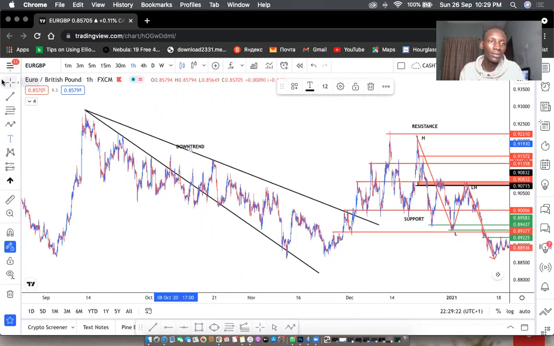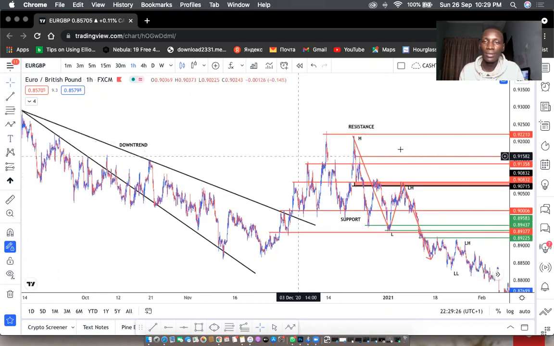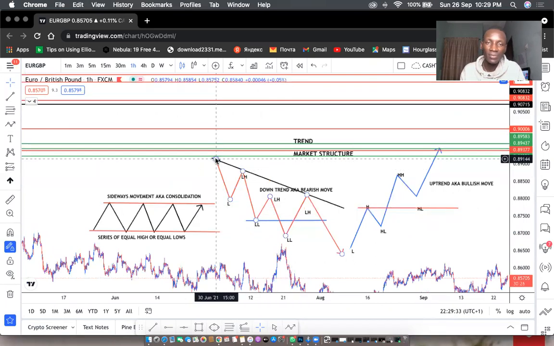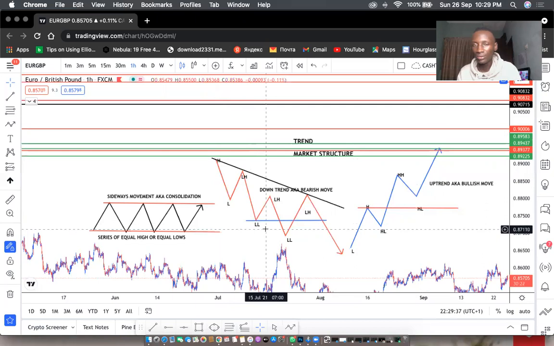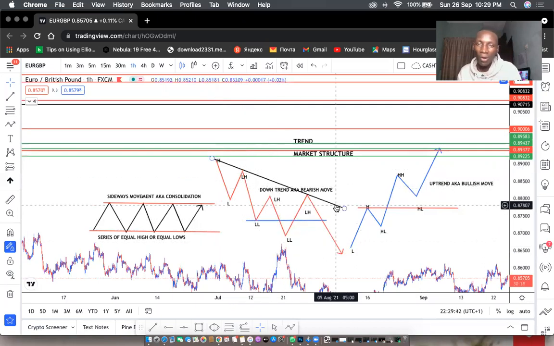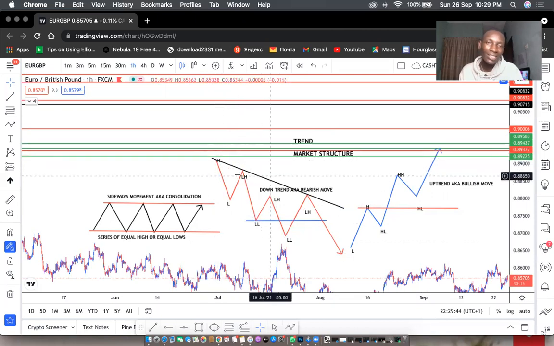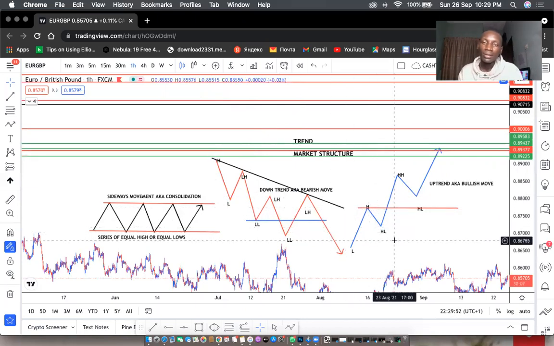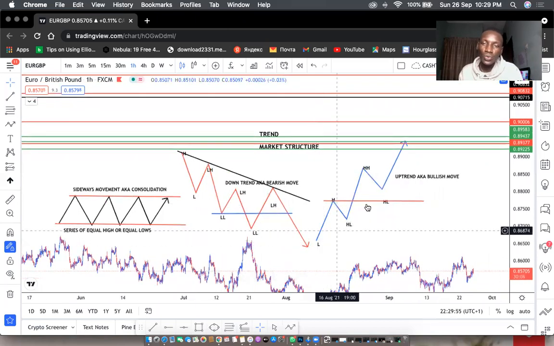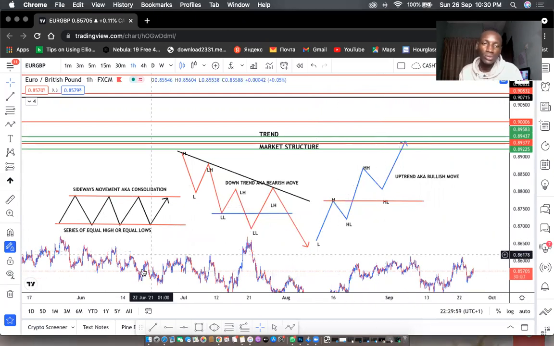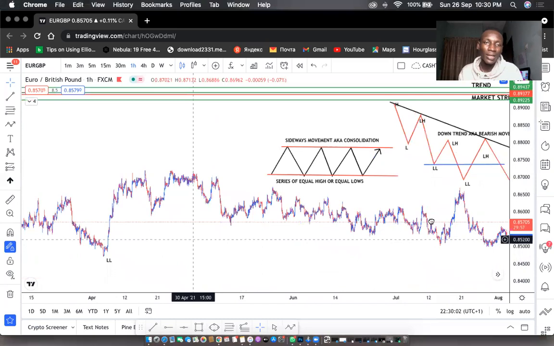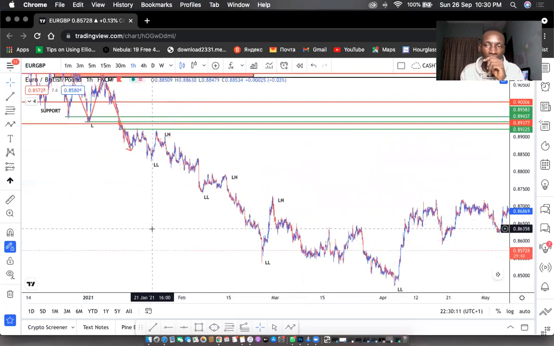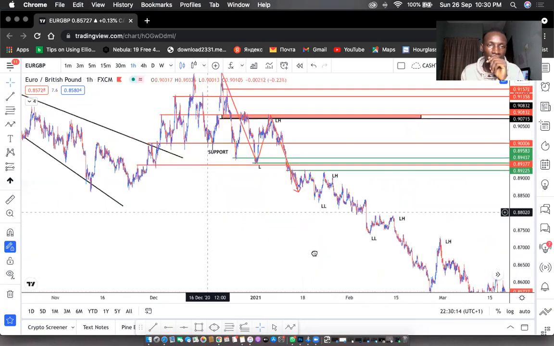Considering the example right here, we say that a downtrend has a series of high, low, lower high, lower low, right? So for me to confirm it's a downtrend, I need to identify at least 2 or 3 lower highs. Now, for an uptrend, you need to identify 2 or 3 higher lows.